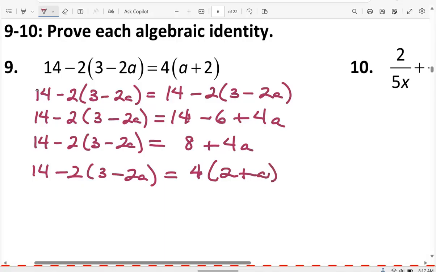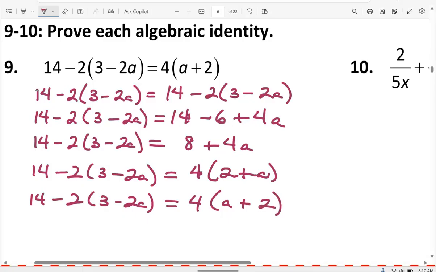And that's very nearly what is written on the right side of what we're trying to prove. So the next thing I'm going to do is just change the order of the addition, which is allowed by the commutative property. And once we get to that last step, we've proven what we were trying to prove.